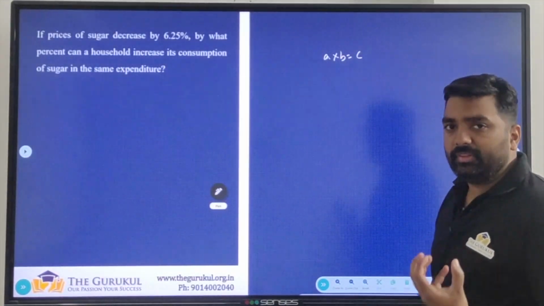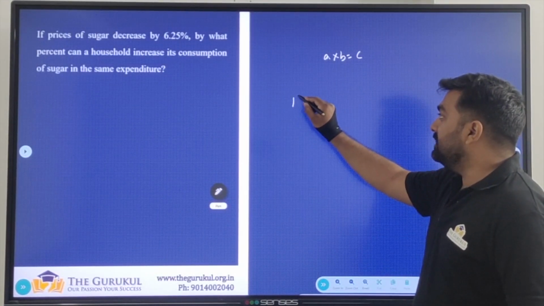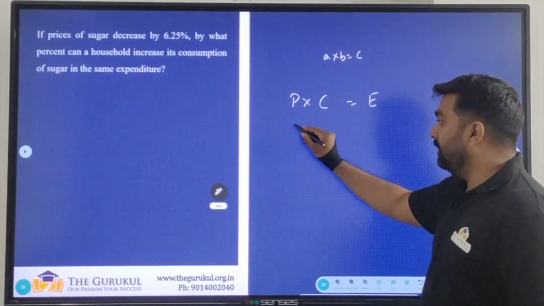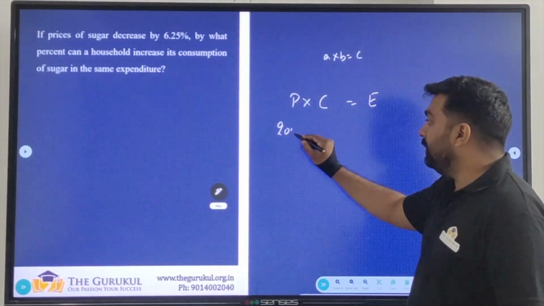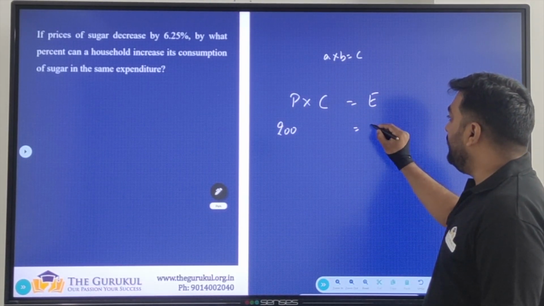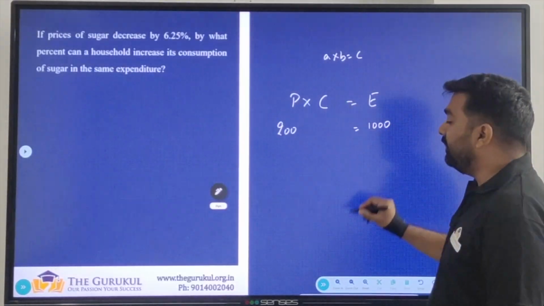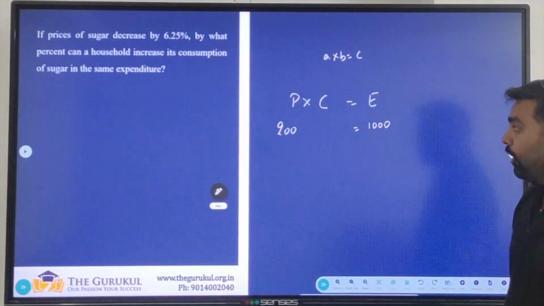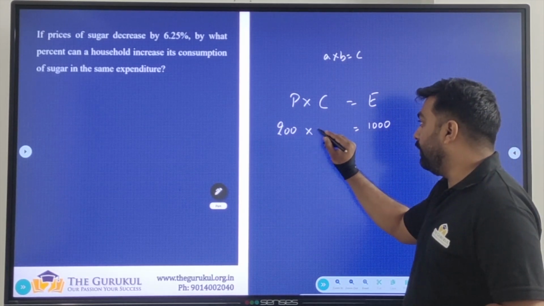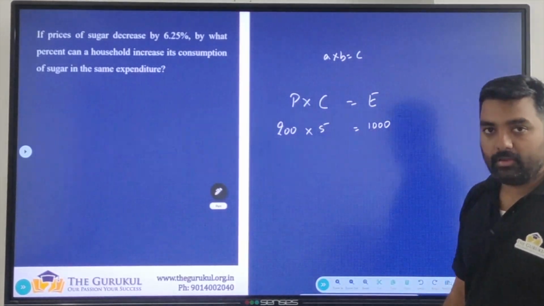Let us understand with a basic example. Price into consumption is equal to expenditure. For example, I am eating pizza and each pizza costs 200 rupees. Expenditure is my pocket money. I am having 1000 rupees pocket money. How many pizzas can I eat? Very good. We already know we can eat only 5 pizzas.